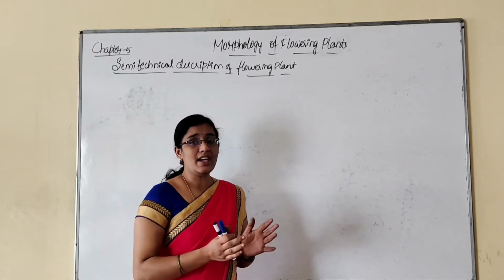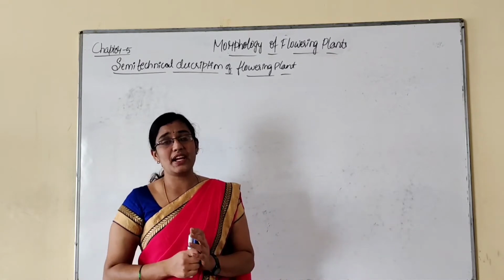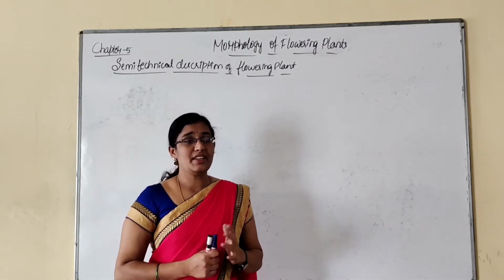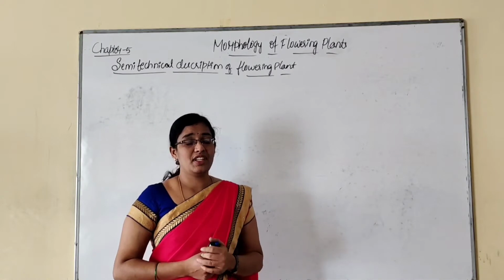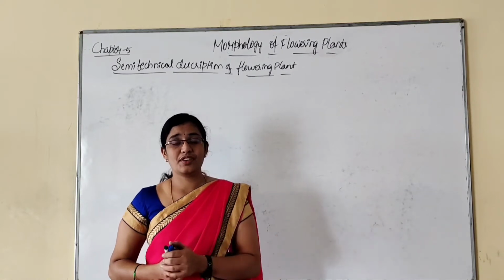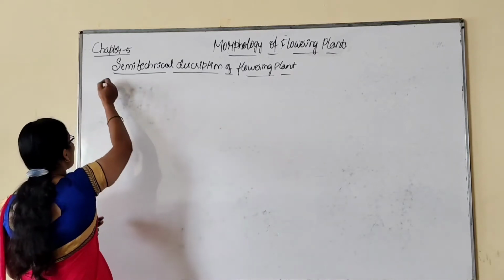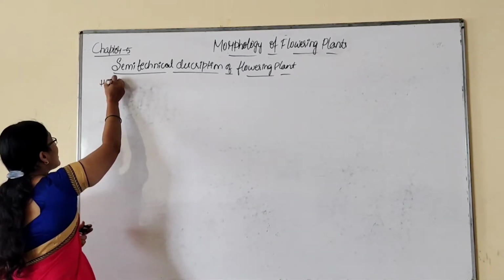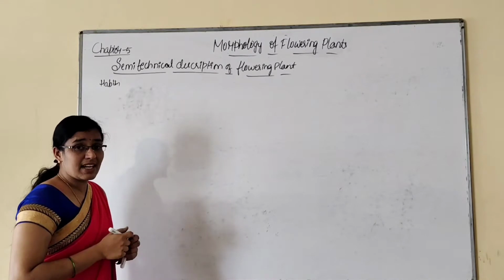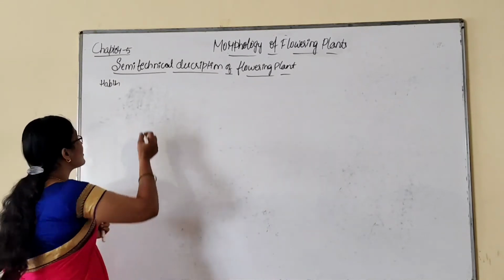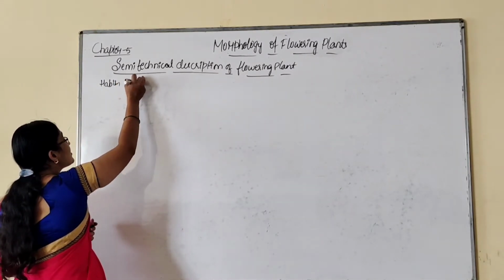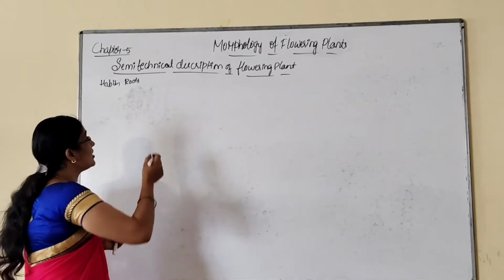So we have to start to describe the flowering plant from its habit. Habit in the sense, the nature of stem, whether it is herbs or shrubs or trees. So first we start describing a flowering plant from its habit. After habit, we will be describing its vegetative characters like roots. So roots, we describe what type of roots are present.